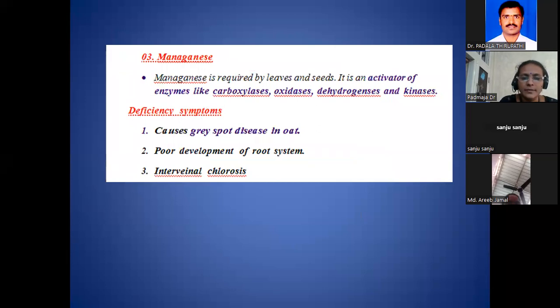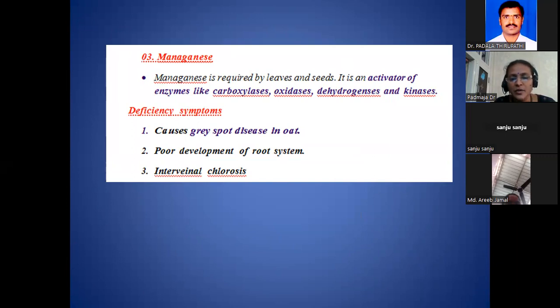And the next one is the manganese. Manganese is required by leaves and the seeds. It is an activator of enzymes like carboxylases, oxidases, dehydrogenases, and the kinases. All these enzymes are activated. Without these enzymes, there won't be any metabolic process taking place during photosynthesis or respiration.